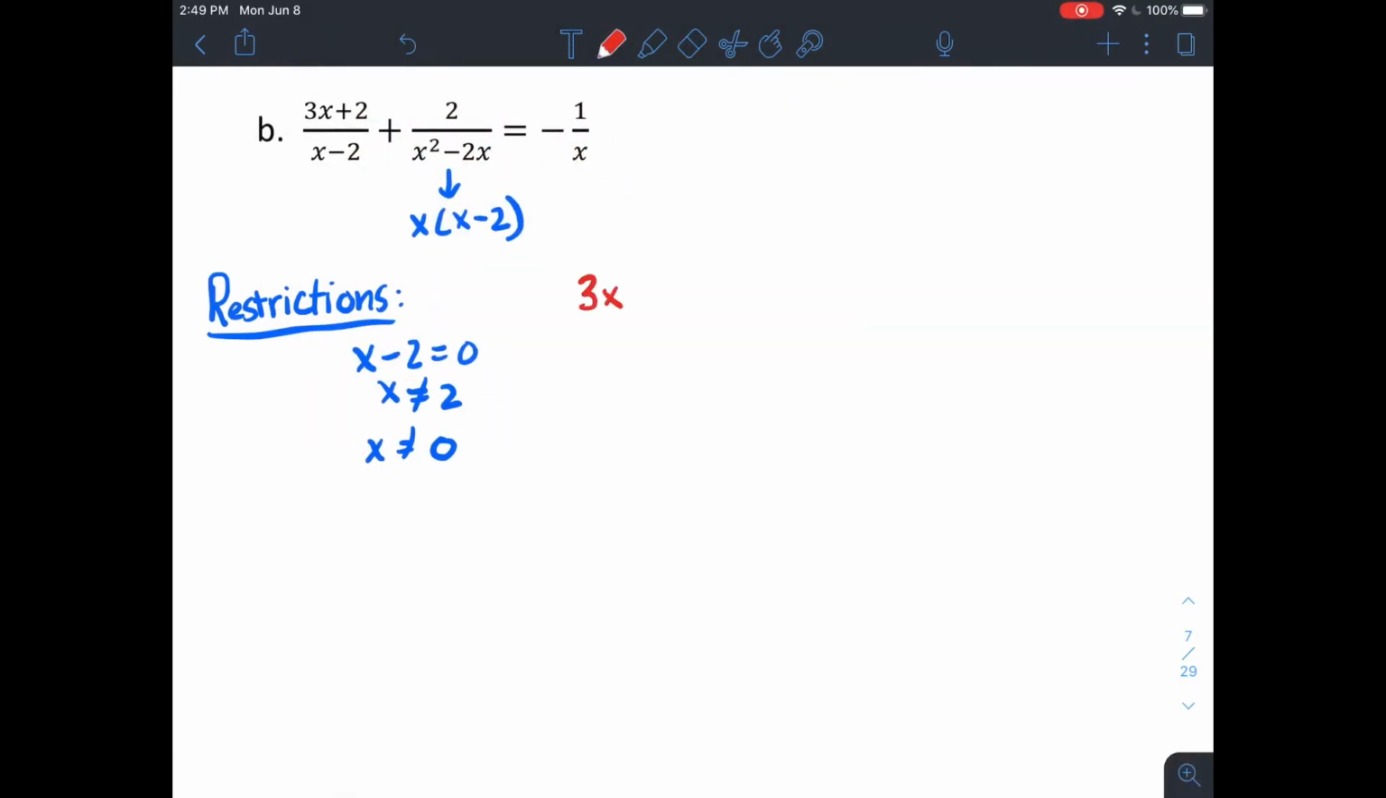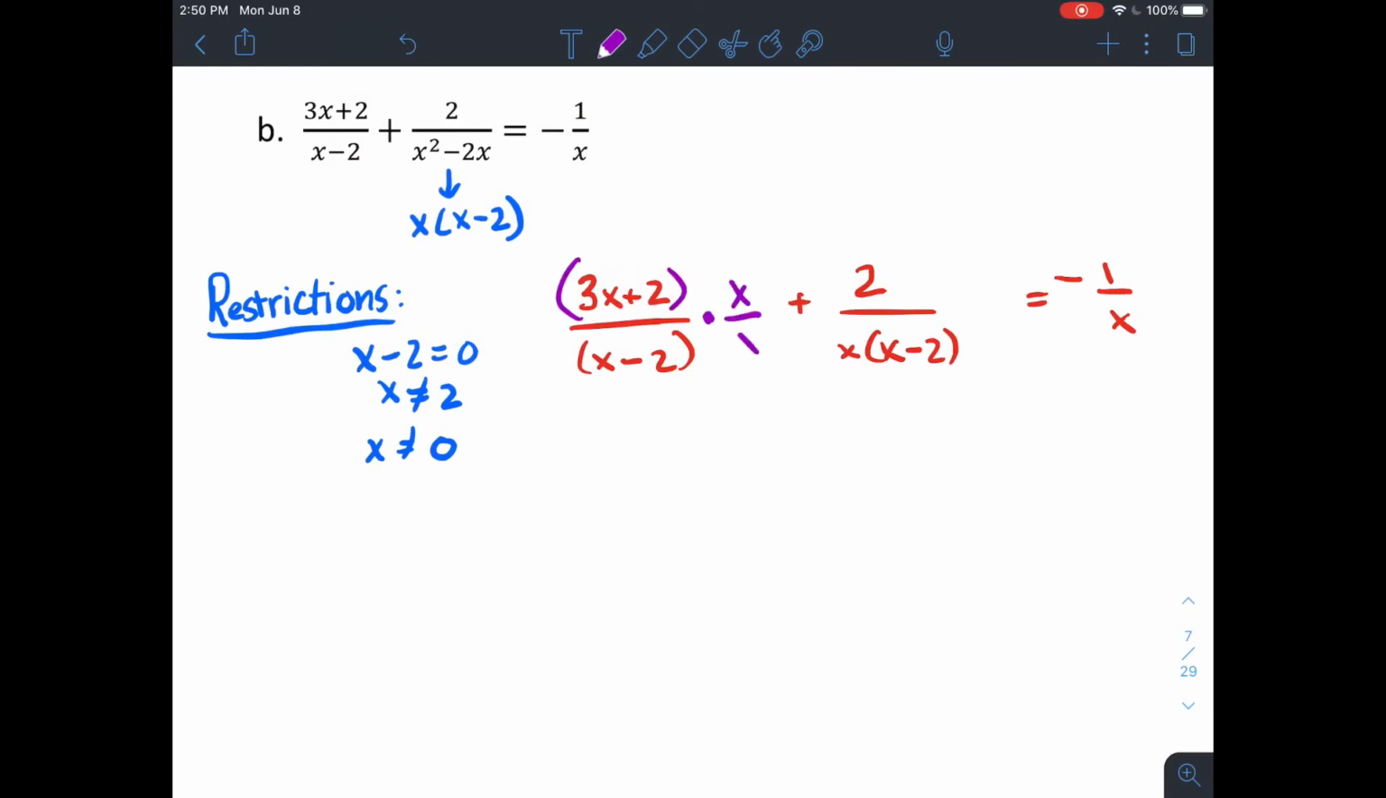And then if you're solving, you're going to want to go ahead and get your common denominator, which means you'll have to multiply your first fraction times your missing factor of x. So you'll have to multiply by x over x. And then your second fraction doesn't actually need anything. It has both factors in its denominator already. So see if you can take it from there.